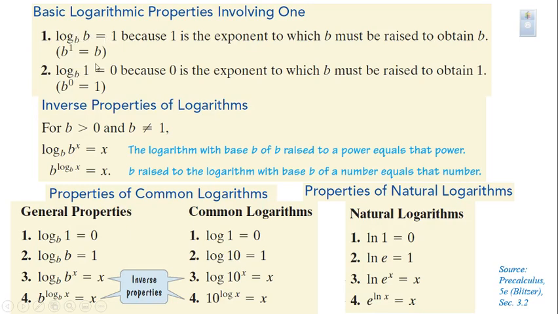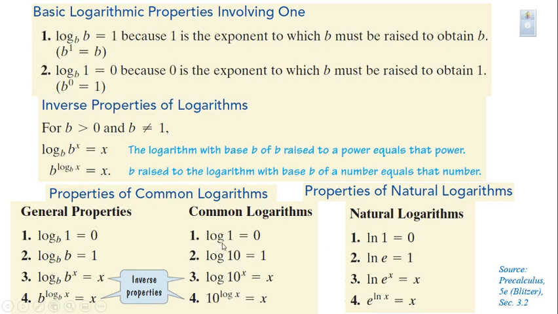Log base b of 1 is 0 because any non-zero number raised to the power of 0 is 1. And b is a positive number other than 1. That's a requirement for the base. Since logarithms and exponential functions are inverse functions, when you do a composition of one with the other, you only get the input. So log base b of b to the x is just x, and b to the log base b of x is x. More explanations in the other lesson.